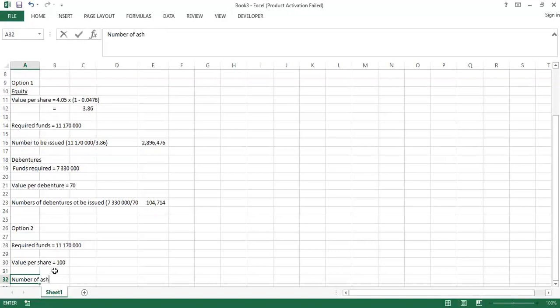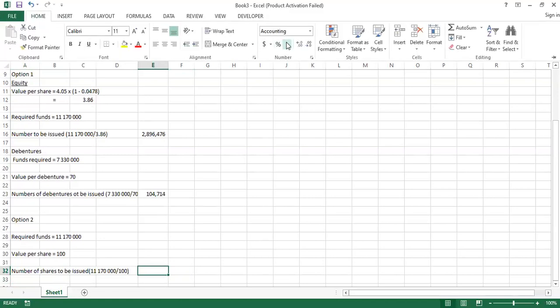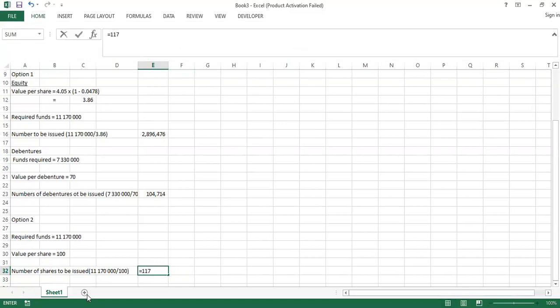Number of shares to be issued. So it's going to be, let's make it uniform, 11,170,123 divided by 100. All right. So we need that information right here. Okay. So easy to calculate, right? 11,170,123 divided by 100. So these are the number of shares that we need.